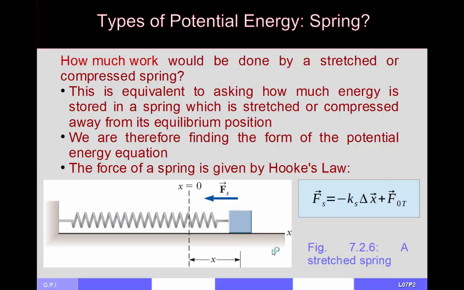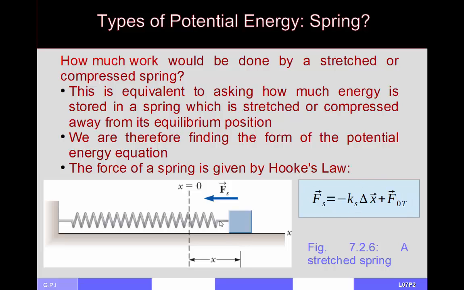And so the question is, how much work is going to be done by a stretched spring, or for that matter, a compressed spring, a spring that's been compressed beyond its equilibrium. So if the equilibrium position is here, the spring might be compressed back here, it may be stretched out here. According to Hooke's law, you still have a linear force versus displacement.